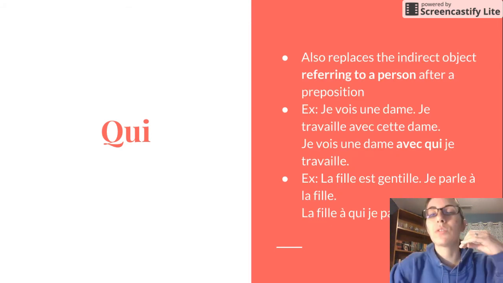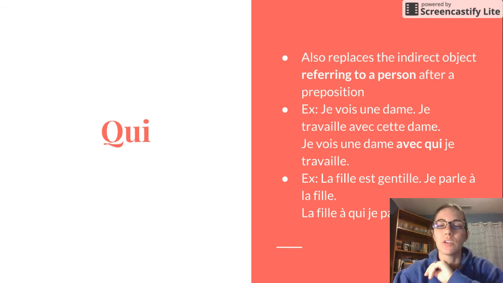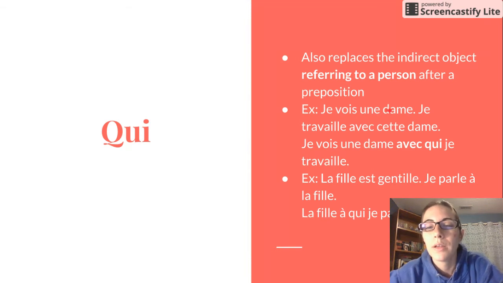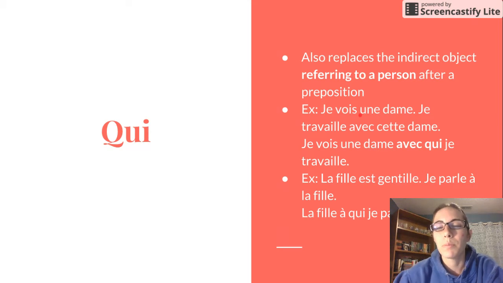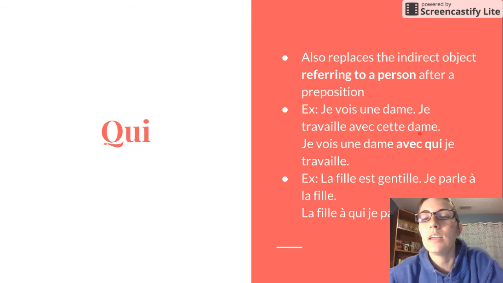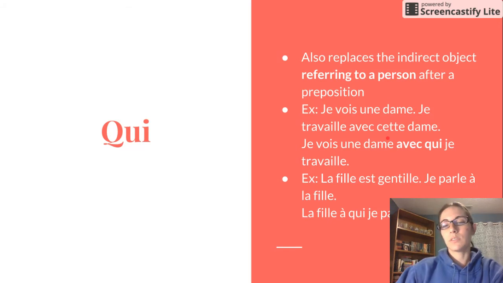Qui can also be used to replace the indirect object referring only to a person that comes after a preposition. Okay, and remember our prepositions are things like on, at, to, for, with. An example, je vois une dame, je travaille avec cette dame. Okay, I see a woman, I work with this woman. Our preposition is avec. And we know that cette dame is the indirect object because is she the one being worked? No, she's the one being worked with.